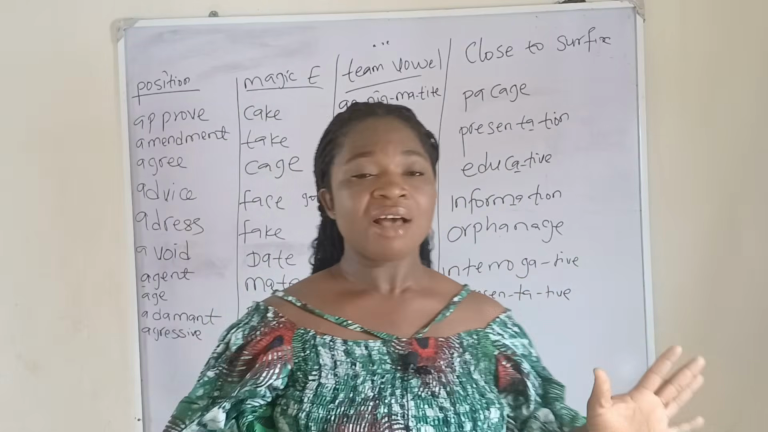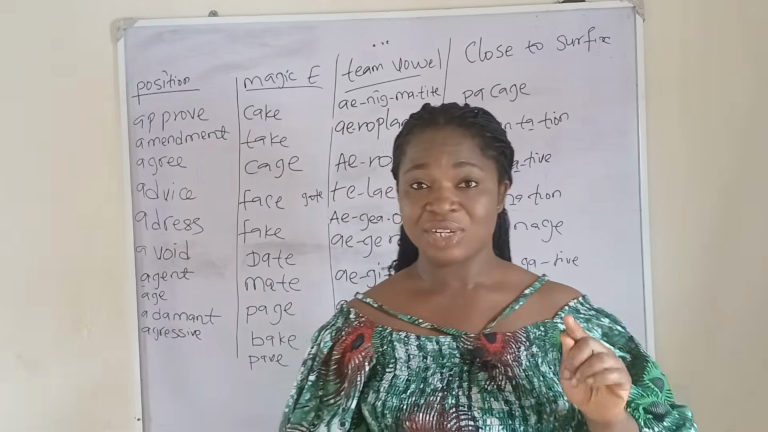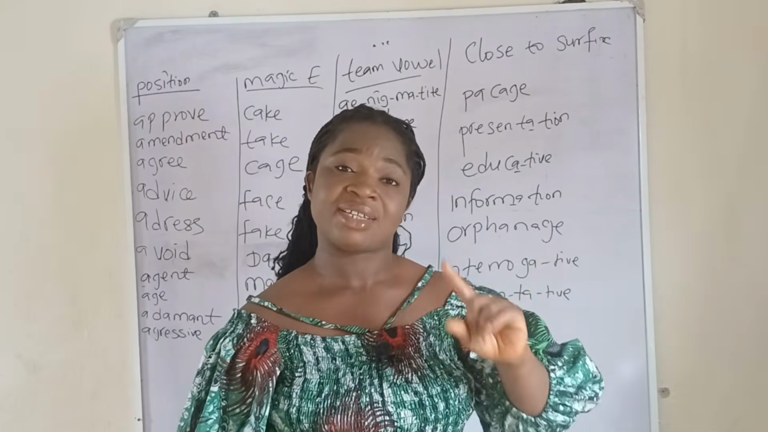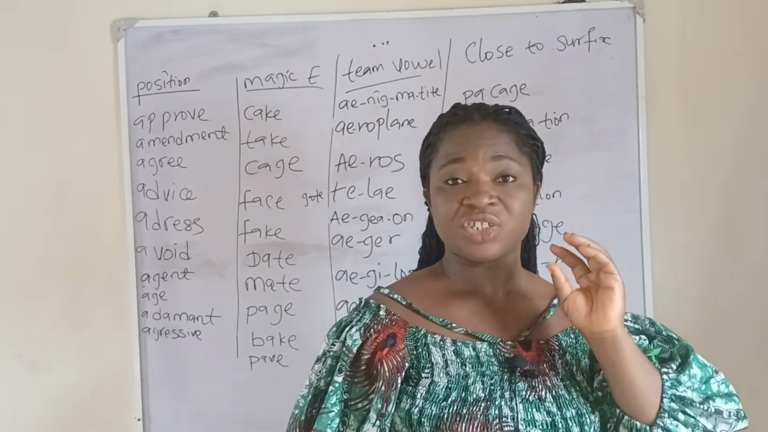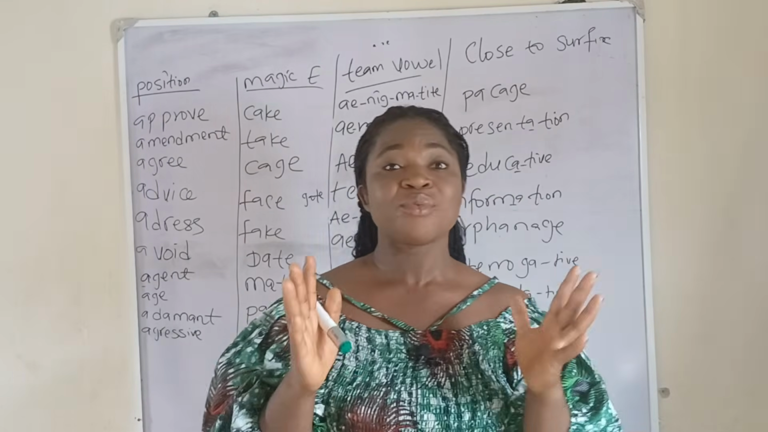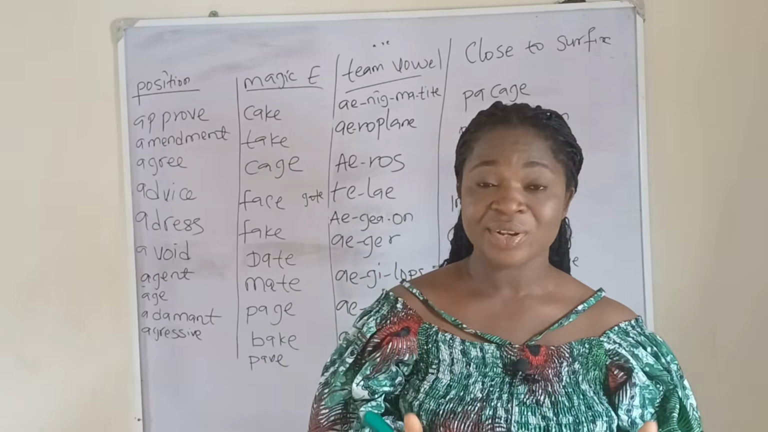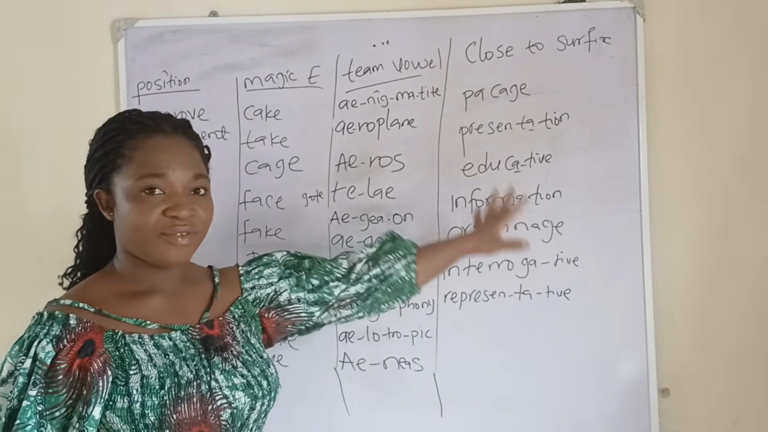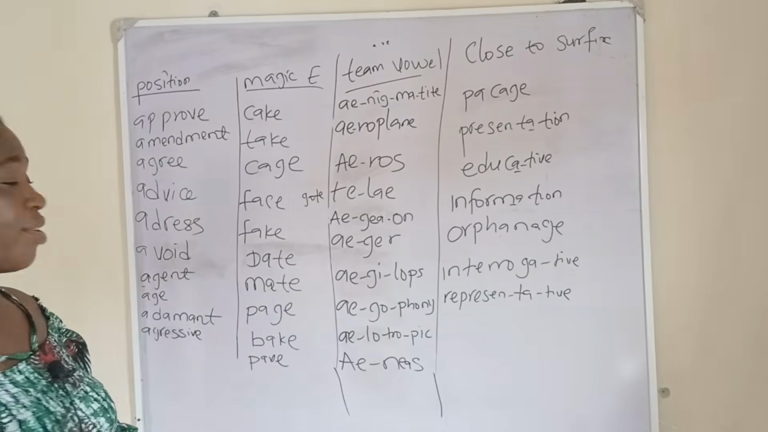Okay, so I have a list of rules that tells you whether it is supposed to go with the long form of the vowel letter A or the short form. We're going to be discussing some rules that will help you and guide you. I have rules 1, 2, 3, and 4. So let's start with the first rule.